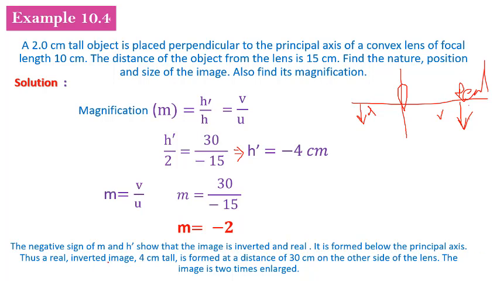Thus a real inverted image 4 cm tall is formed at a distance of 30 cm on the other side of the lens. The image is 2 times large. m equals minus 2. The negative sign is for inverted and real, and 2 means the image is 2 times enlarged. You can pause the video and write this down.